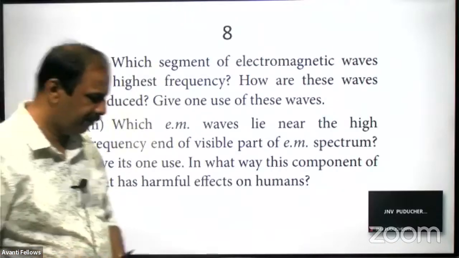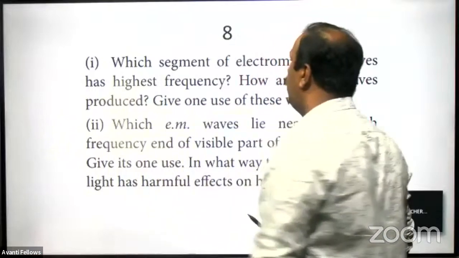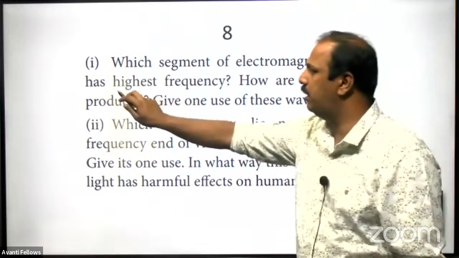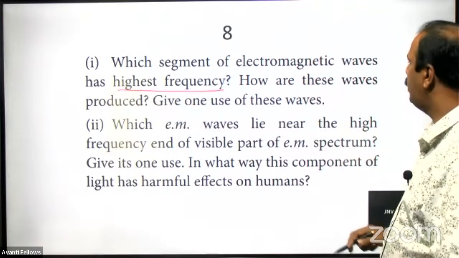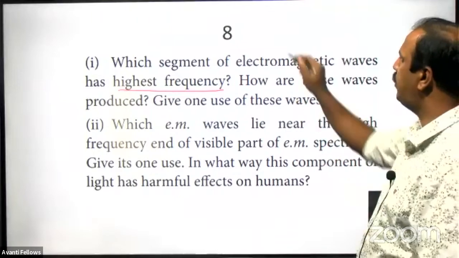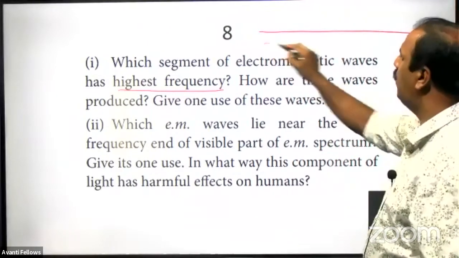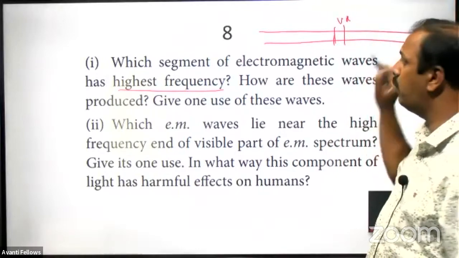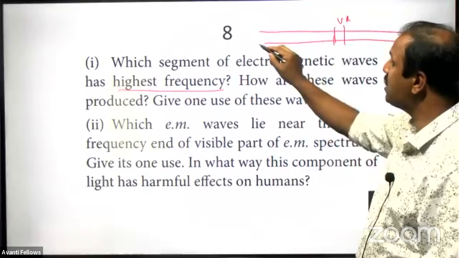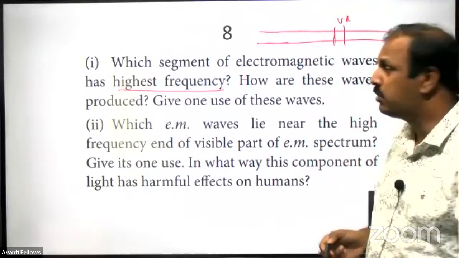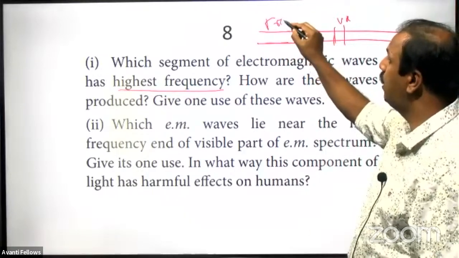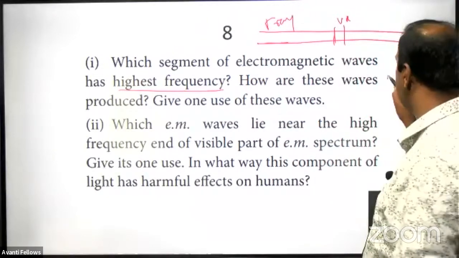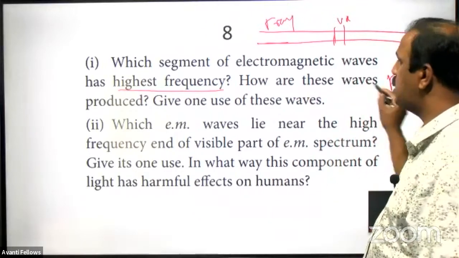Now the next question. Which segment of the electromagnetic waves has the highest frequency? That is an important question. And how are these waves produced? For highest frequency, you remember we did that: radio, microwave, infrared, visible radiation, ultraviolet. And at that time we also discussed one thing: the highest frequency means highest energy. So that was gamma rays. So which segment of electromagnetic waves has the highest frequency? The answer is gamma.